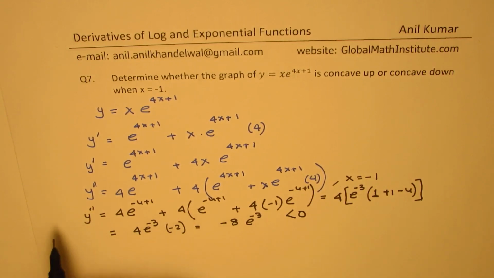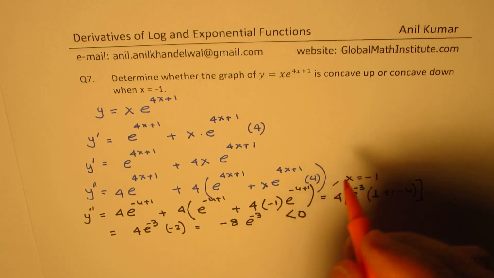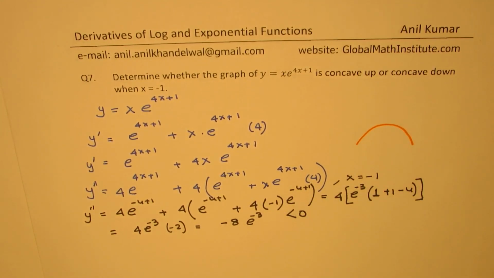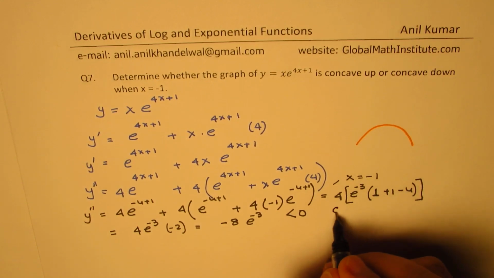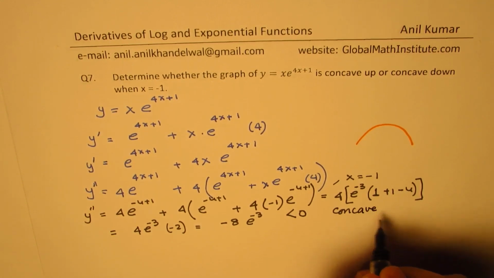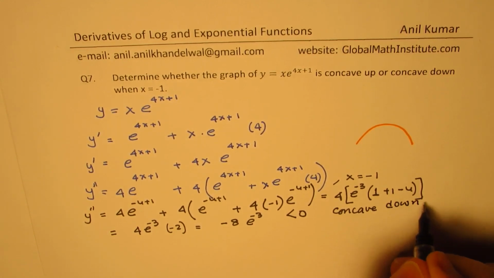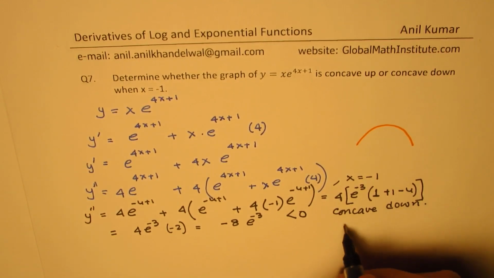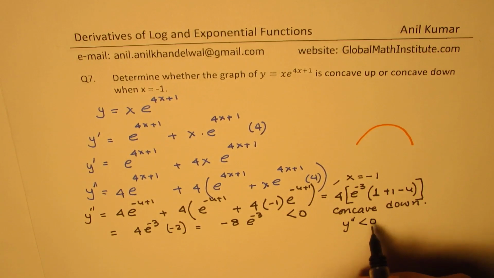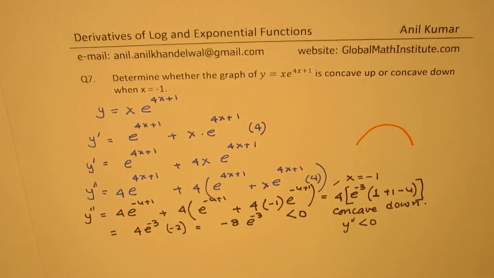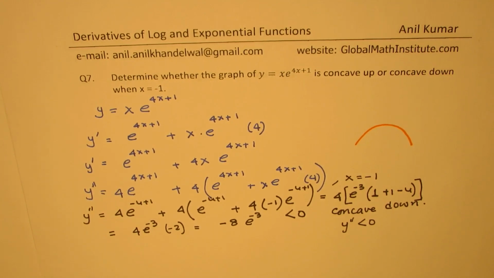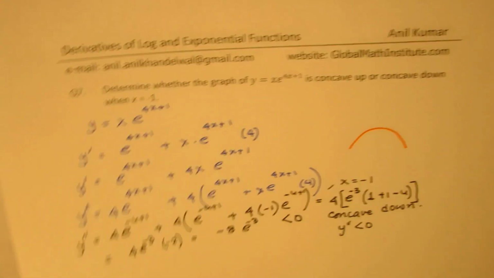Since the second derivative is less than 0, we have the graph which is concave down, right? So we have this as concave down, since the second derivative is less than 0. That is how we are going to answer this. Now let's take question number 8.